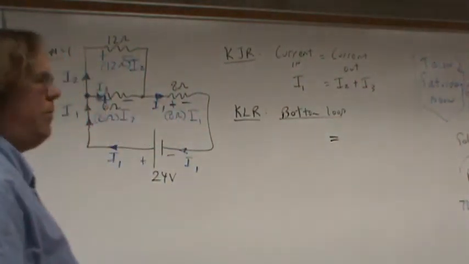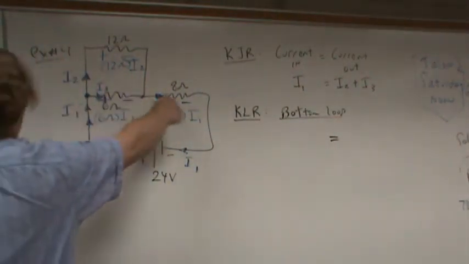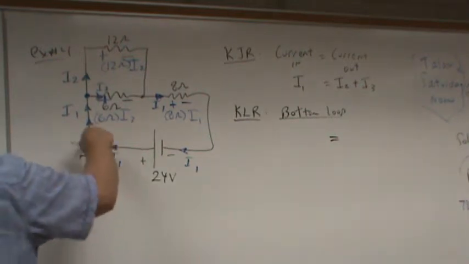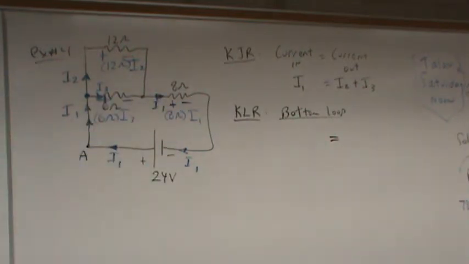Okay, let's get our bottom loop. This guy, I'll start here, point A, and I'll go clockwise. Let's get our voltage rises and all our voltage drops. Put the drops on the left side, put the rises on the right.